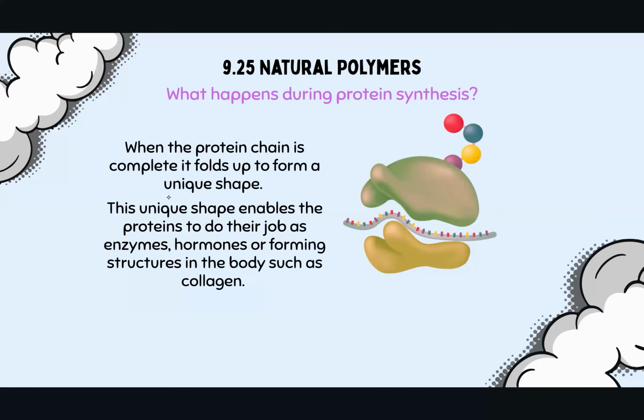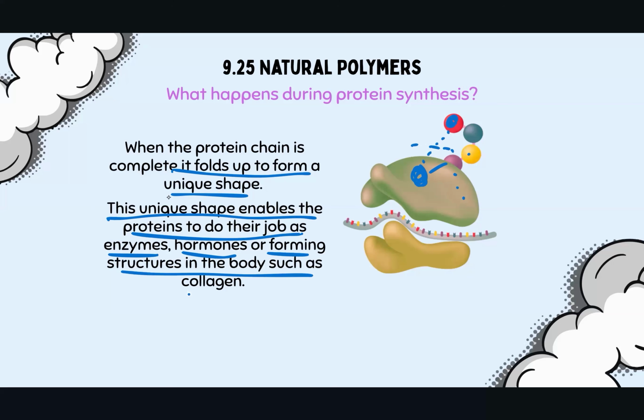So when a protein chain is complete, it folds up to form a unique shape. So what happens is, for example, this amino acid might be able to bond to this amino acid with a weak intermolecular bond. So lots of different weak intermolecular bonds are formed between the different amino acids, and that gives a three-dimensional shape. And that unique shape enables the proteins to do their job as enzymes, hormones, or forming structures in the body, such as collagen.